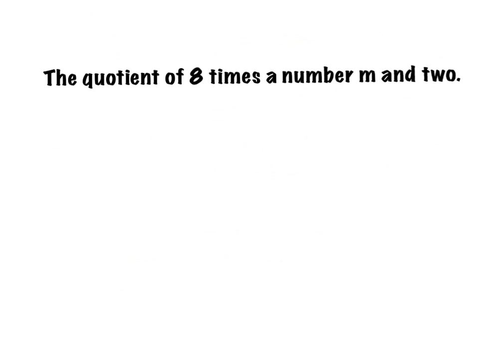So let's go through and underline the key words. The first one I see is the word quotient. That's on my chart, and I know quotient means divide. I'm going to put that above there. So it says the quotient of 8 times, I know times means multiply. I'll put that. 8 times a number m and 2. Okay, so now we need to circle stuff. So it says the quotient of 8 times a number m, and 2. Because quotient means I'm dividing two things, so I need to have two things circled.